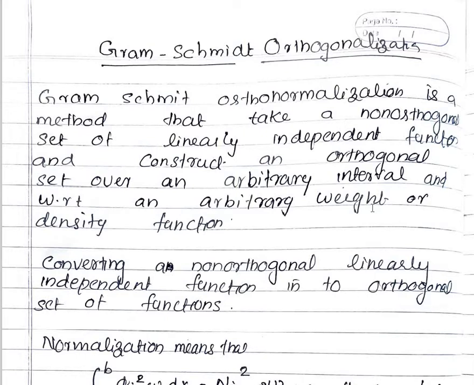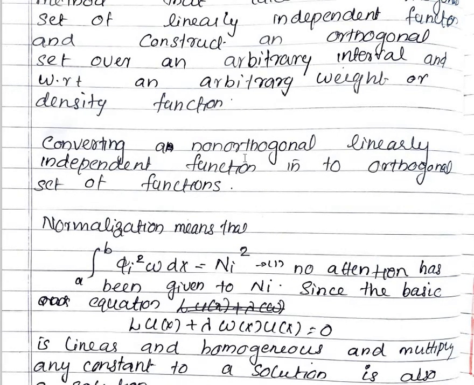They are not orthogonal and they are not normalized. Now our aim is to orthonormalize the set of functions. And this is done by the method known as the Gram-Schmidt orthonormalization method. So here we are converting non-orthogonal linearly independent functions into an orthogonal set of functions. So what does normalization mean? This is known as the normalization procedure.